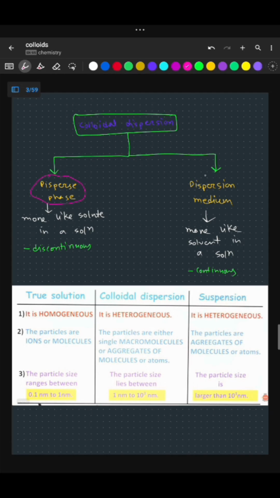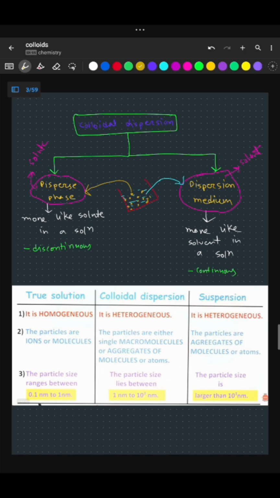One is the dispersed phase, another one is the dispersion medium. And I say again that this is more like solvent and this is like solute. If I visualize that, it would be like, if this is a pot and we take some solvent, in terms of colloidal solution, we say that it is the dispersion medium. And if you put some particles here, ranging from 1 nanometer to 10 to the power 3 nanometer, it would be called the dispersed phase.